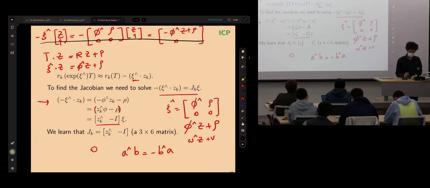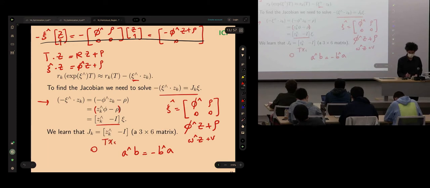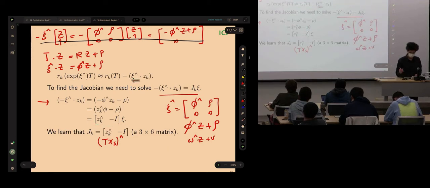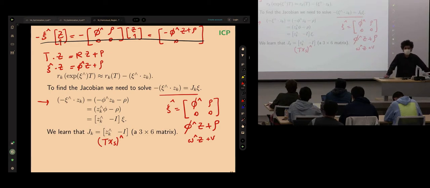So the Jacobian is, and remember, Z is T times the source point cloud, right? So the Jacobian does depend on the transformation. Each time we have to reevaluate it at every iteration.